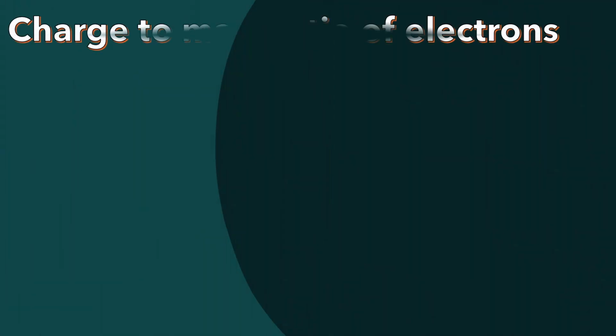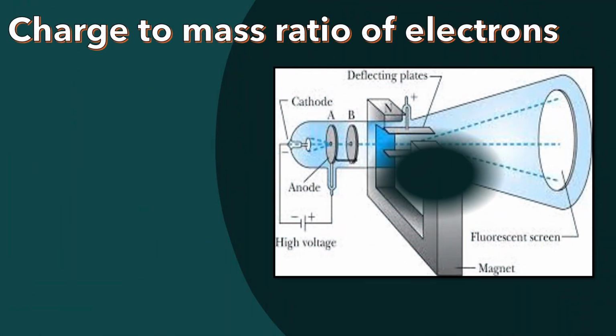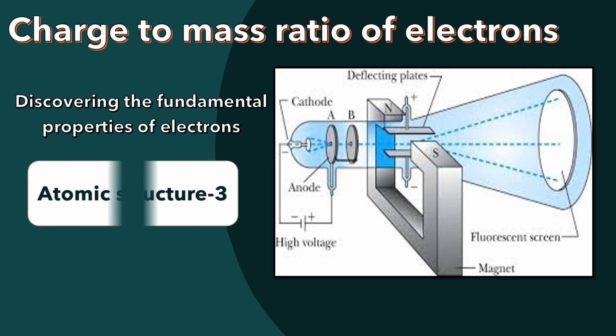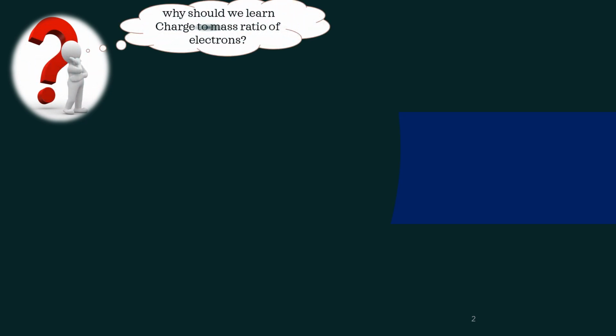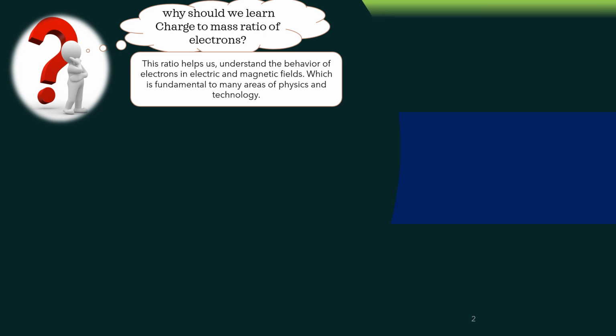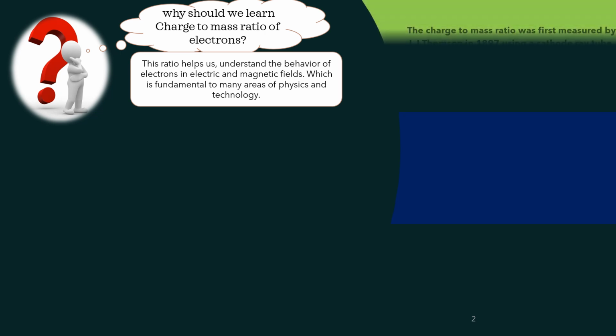Welcome to my channel. Today we will learn how to measure the charge to mass ratio of electrons and explore their fundamental properties. Before we dive into the topic, why should we learn the charge to mass ratio of electrons? Because this ratio helps us understand the behavior of electrons in electric and magnetic fields, which is fundamental to many areas of physics and technology.